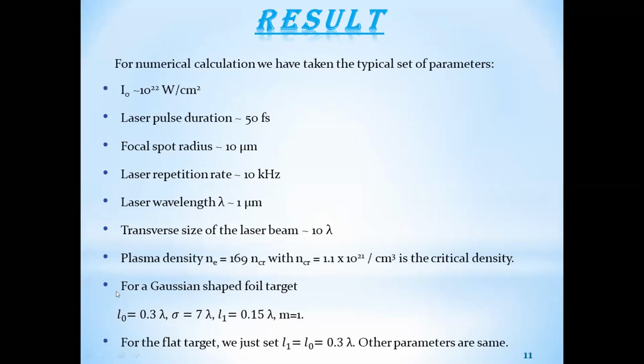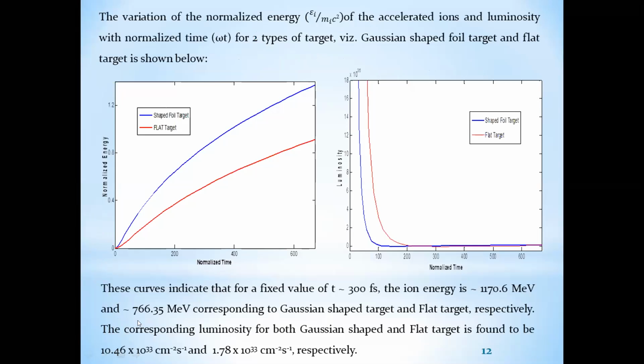And one more important thing, for a Gaussian shaped foil target, we have taken these shape parameters. And for the flat target, we just set L0 equals L1 and the other parameters remain the same.